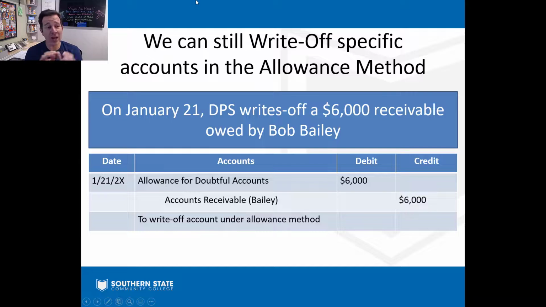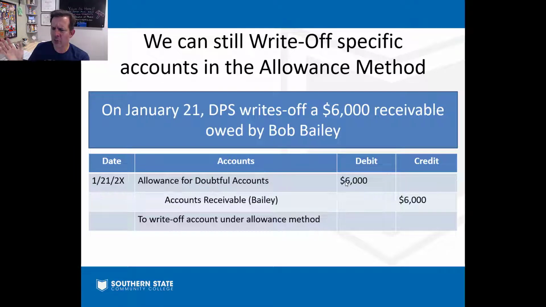So we can still write off a specific account. Even though we've estimated and made an allowance, if we know someone's not going to pay us back, we can still write them off. No big deal. On January 21, DPS writes off a $6,000 receivable from Bob Bailey. The way we write it off, we just debit that allowance. They've proven they're not going to pay. We don't need to allow for that non-payment anymore. We don't need to estimate it. We don't need to allow for it because they've proven they're not going to pay. So we take $6,000 out of that allowance for doubtful accounts.